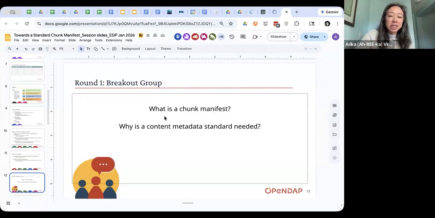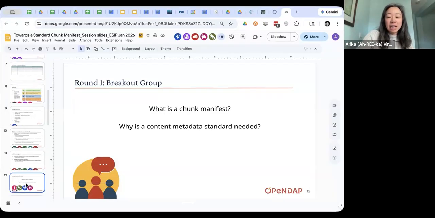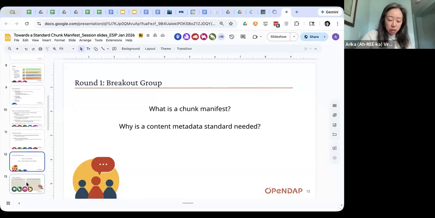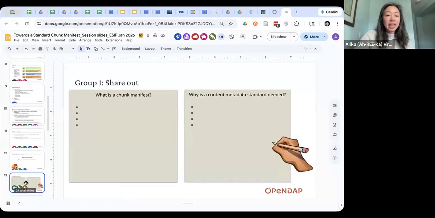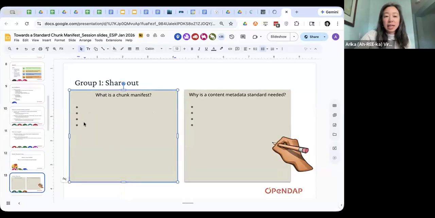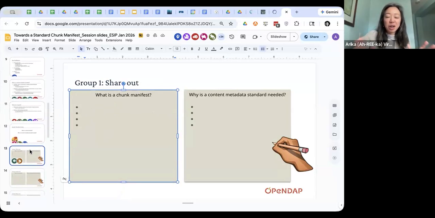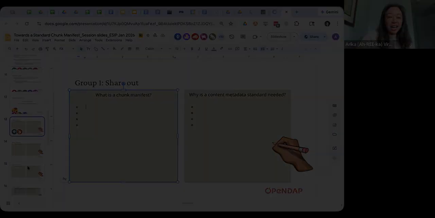And then we're going to have these two questions: what is a chunk manifest, and why is a content metadata standard needed? You'll have 10 minutes to talk about it, and you're going to write down in one of these little notepads here on the Google Slides what you guys are talking about. So whoever wants, this is an everybody-pitch-in type of session. So if you want to write, go for it. If you don't write, your facilitator will make sure things get written down.